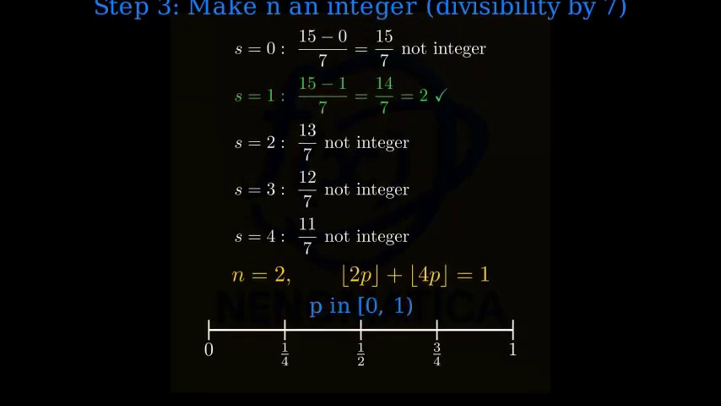We analyze the condition floor of 2p plus floor of 4p equals 1 by working on a number line for p between 0 and 1. We will visualize the intervals that make each floor value equal to 0 or 1.